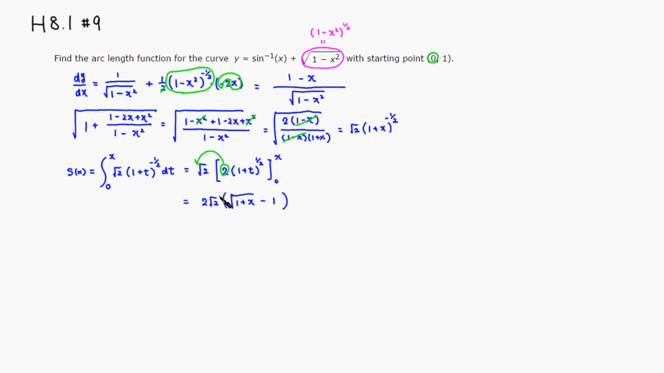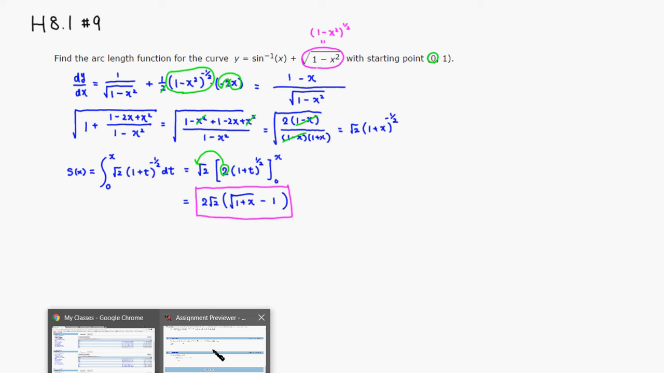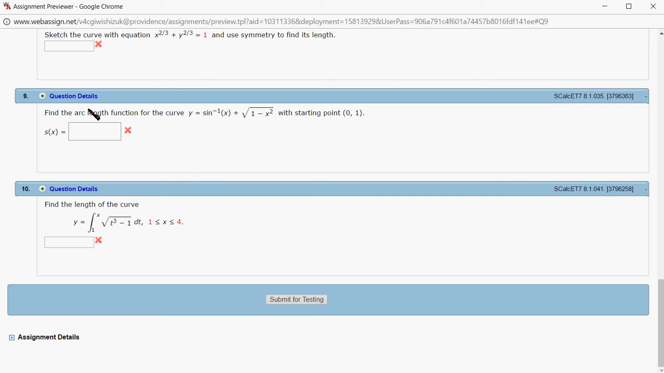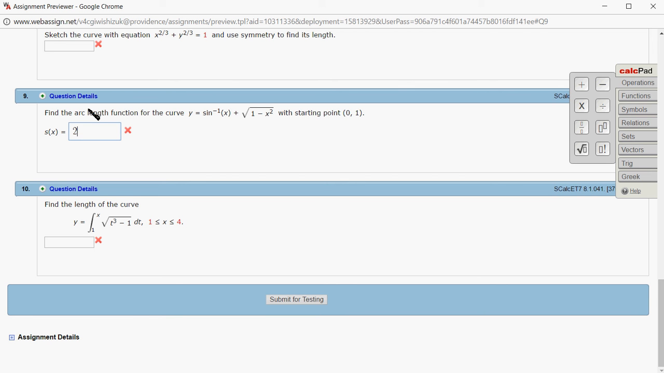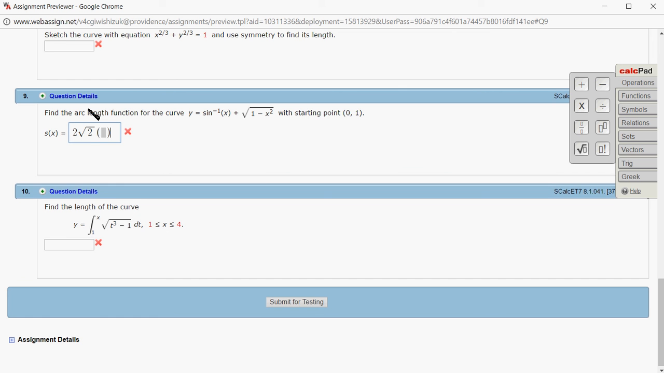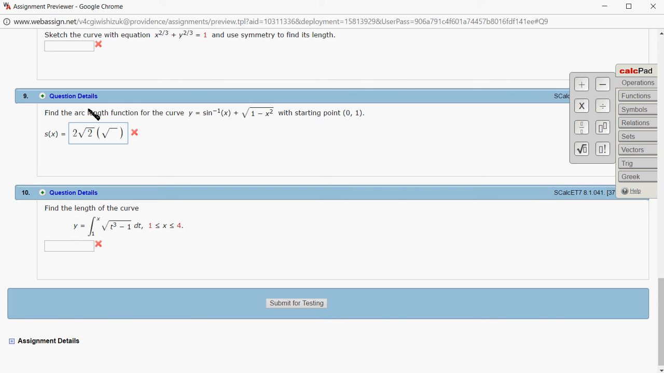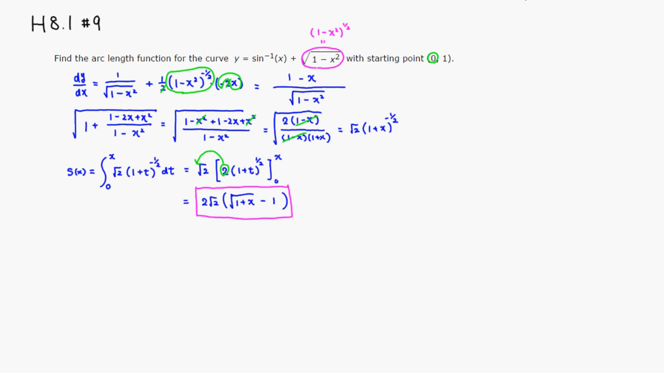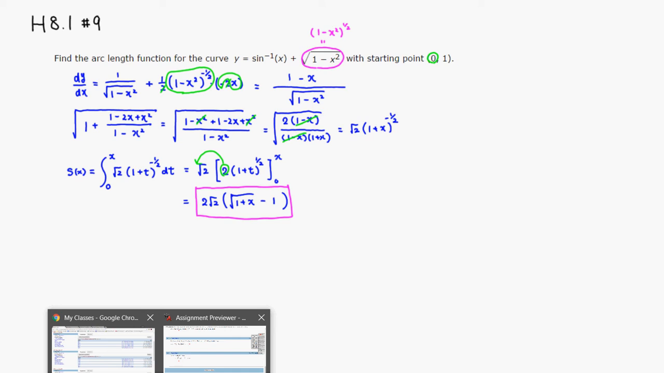Alright, so this is the arc length function. Let's type this in. The arc length function we got is 2 square root of 2 times the square root of 1 plus x, and plus 1. Actually minus 1, sorry. Minus 1.